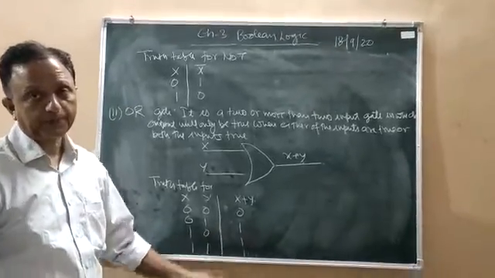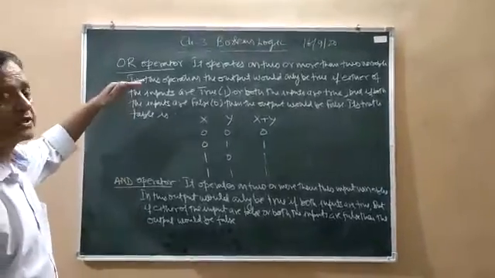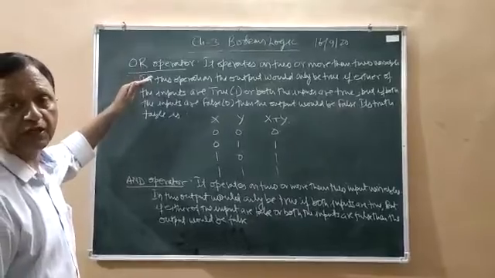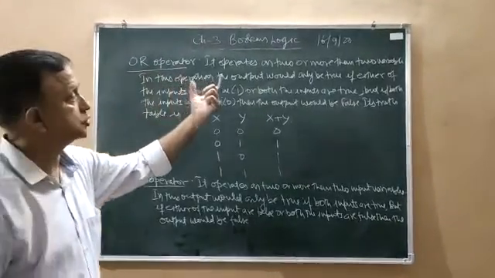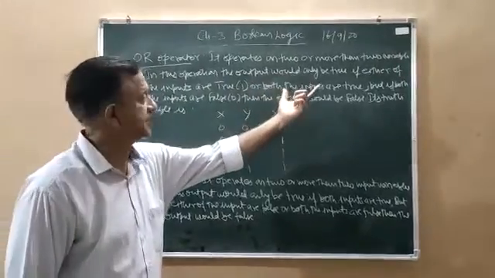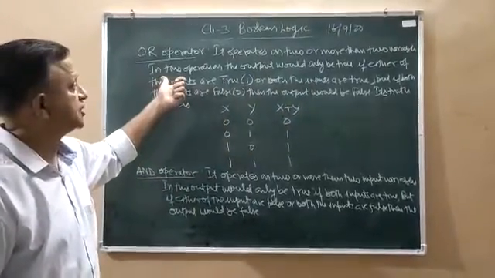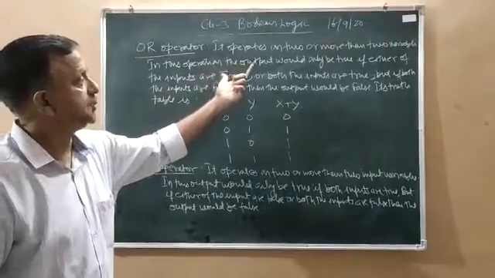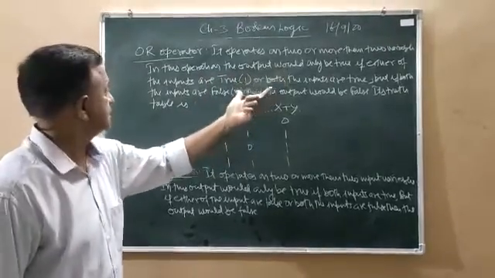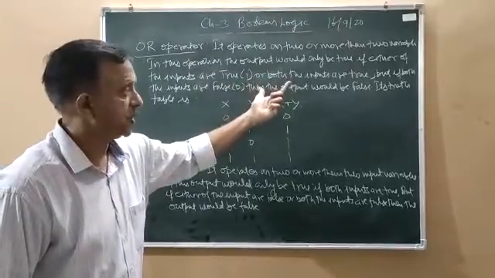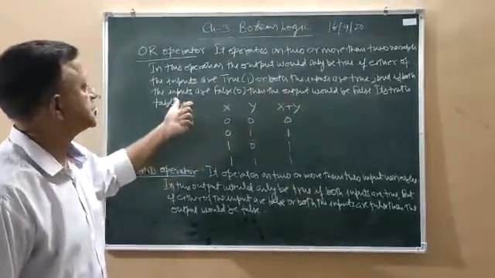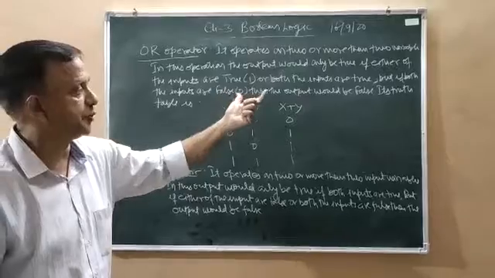Students, in this video we are taking another logical operator, that is OR operator. It operates on two or more than two variables. In this operation the output would only be true if either of the inputs are true or both the inputs are true. But if both the inputs are false, then the output would be false.